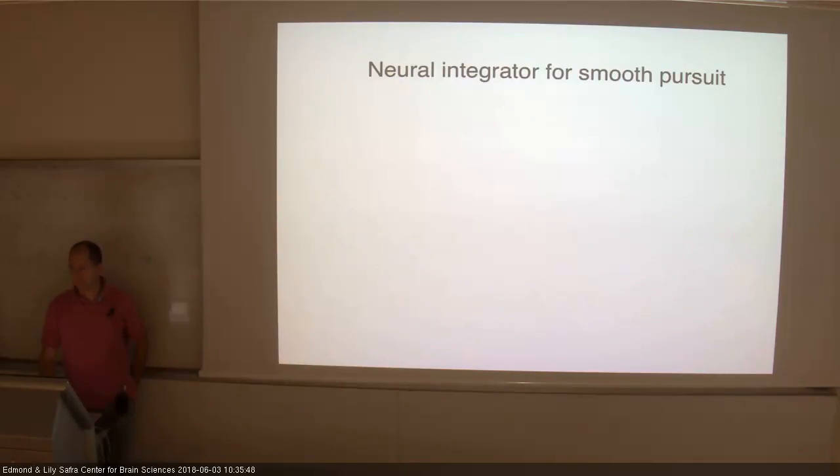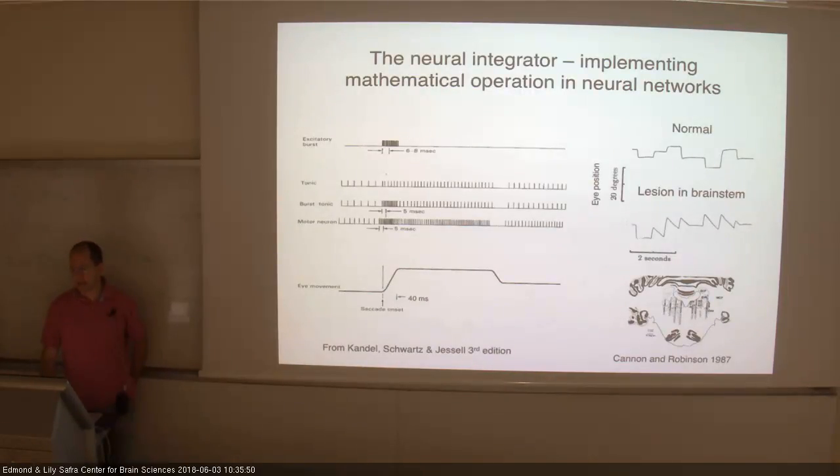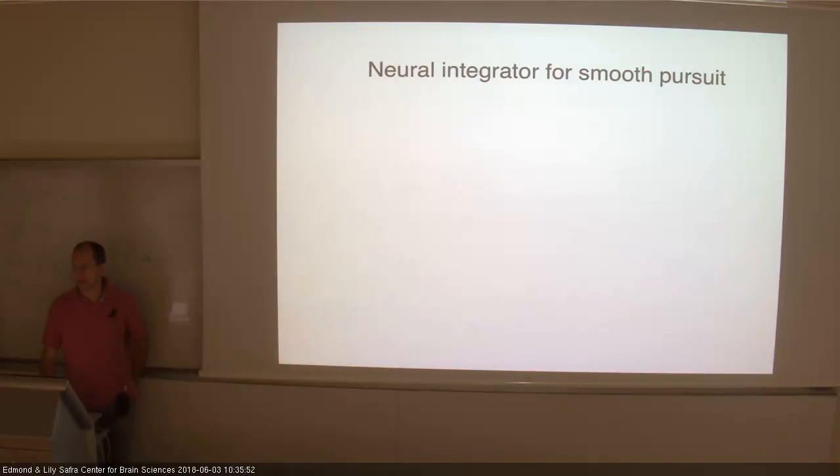So that was the example for the neural integrator during saccades. We also need a neural integrator for smooth pursuit. Smooth pursuit, I think I talked about. These are the movements that we do when we move our hand, like this, from side to side.